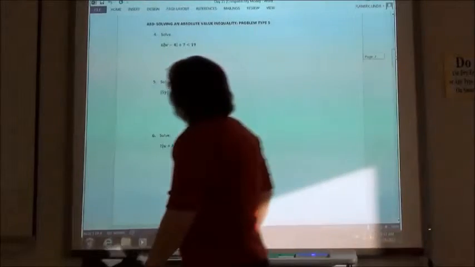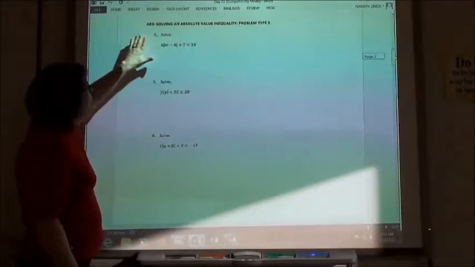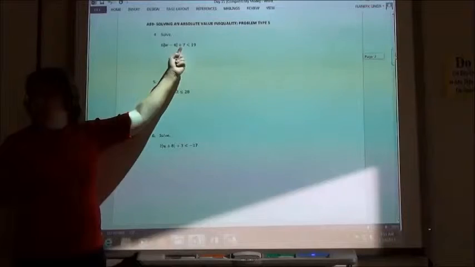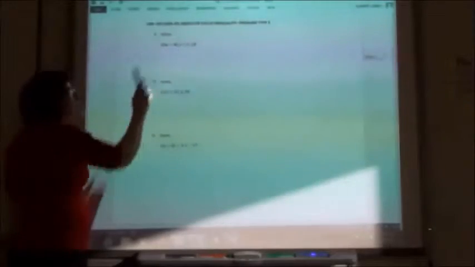4, 5, and 6, we're solving ones again with absolute values. So the first thing we need to do is do whatever it takes to get the absolute value part by itself. If I look at that first one, if I want to get the absolute value by itself, the first thing I want to do is move that 7 to the other side, right? Since I have this plus 7 next to it.